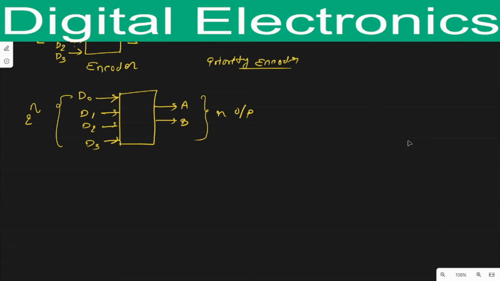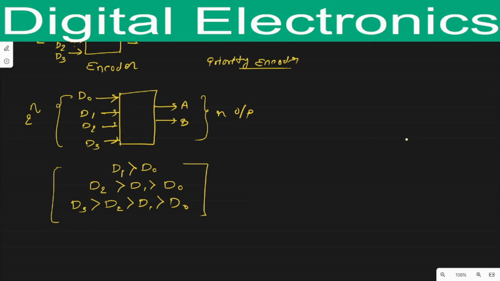In a priority encoder, each input has some priority. The priority of D1 is greater than the priority of D0. The priority of D2 is greater than D1 and D0. And the priority of D3 is greater than D2, D1 and D0. These are the priorities.